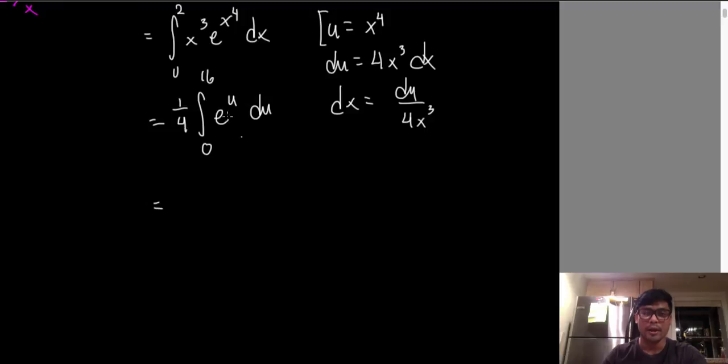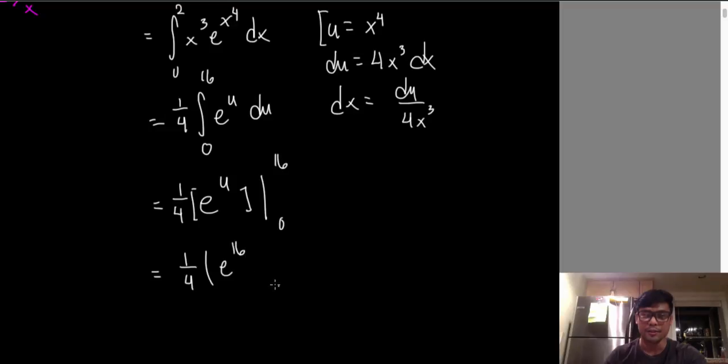Okay. The antiderivative of e to the u is just e to the u itself, multiplied by a factor of 1/4, ranged from 0 to 16, and we'll get 1/4 multiplied by e to the 16th minus 1, and here is our solution.